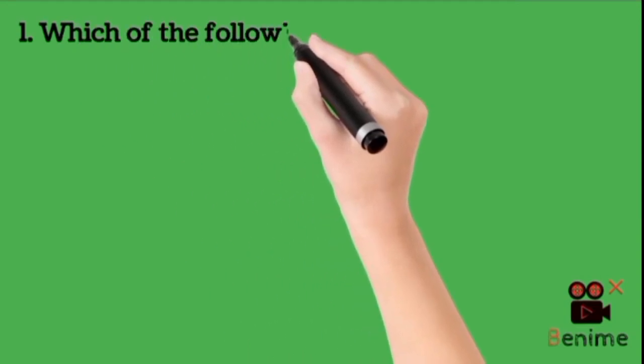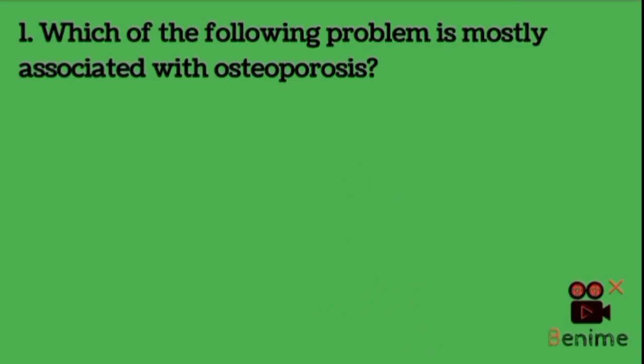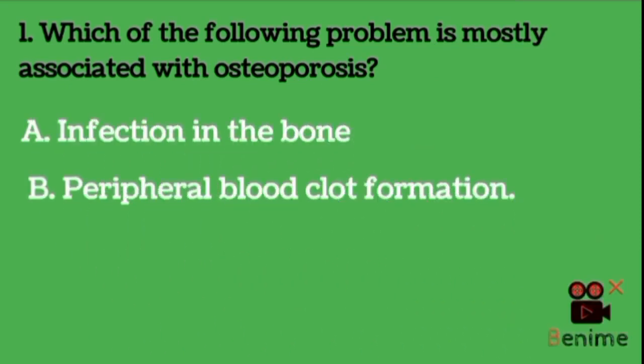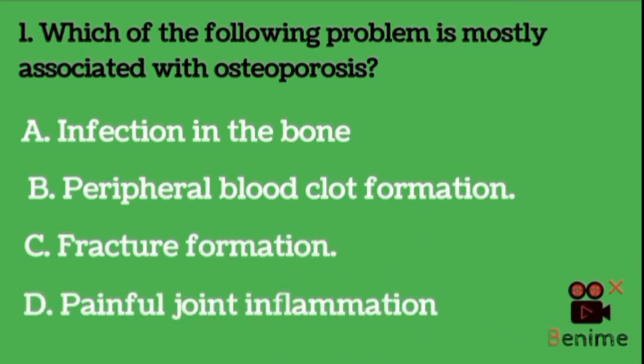1. Which of the following problem is mostly associated with osteoporosis? A. Infection in the bone. B. Peripheral blood clot formation. C. Fracture formation. D. Painful joint inflammation.